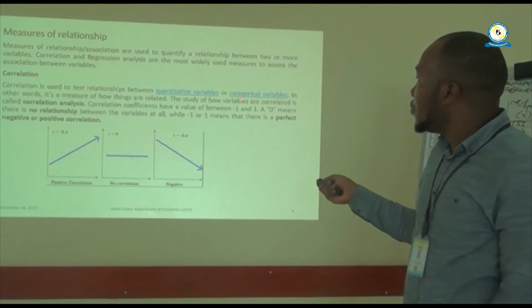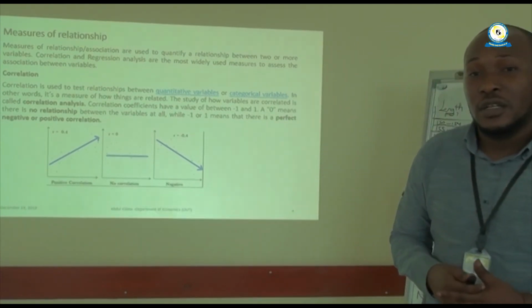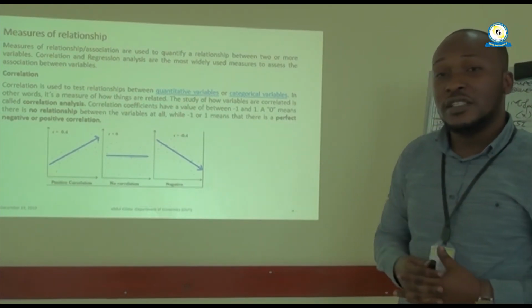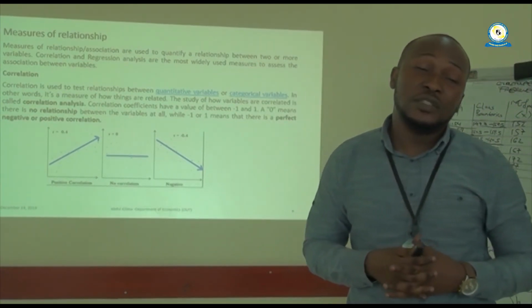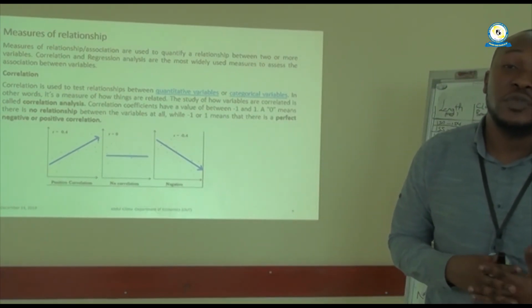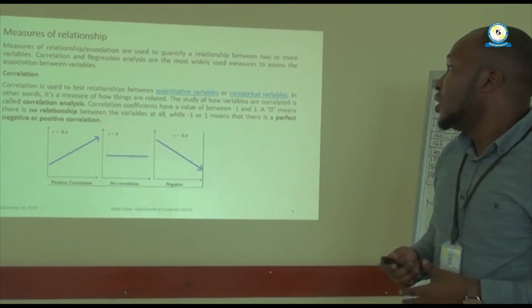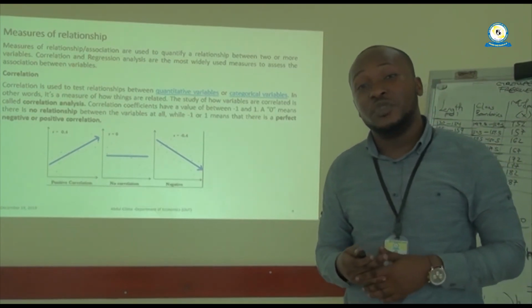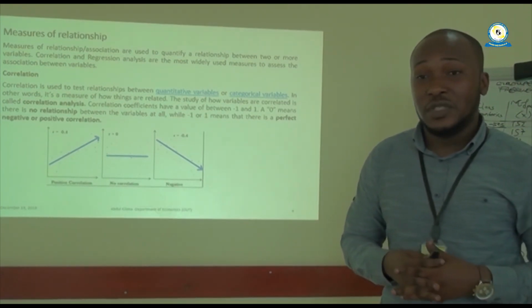It is used to quantify the relationship between two or more variables. Here we have correlation and regression analysis. These are the most used measures to assess the association between variables. We start with correlation. Correlation is used to test the relationship between quantitative variables and their categorical variables.